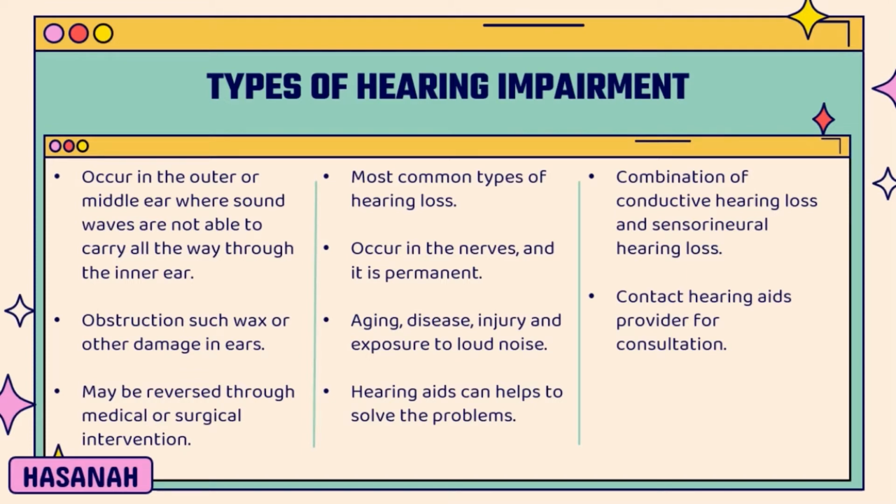For the second type, sensory neural hearing loss is actually the most common type of hearing loss. It occurs in the nerves and it is permanent. It is because of aging, disease, injury, and exposure to loud noise. Because there is no way to repair sensory neural hearing loss, hearing aids can help to solve the problems.